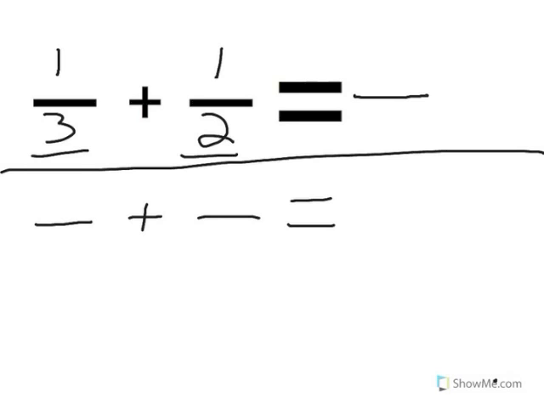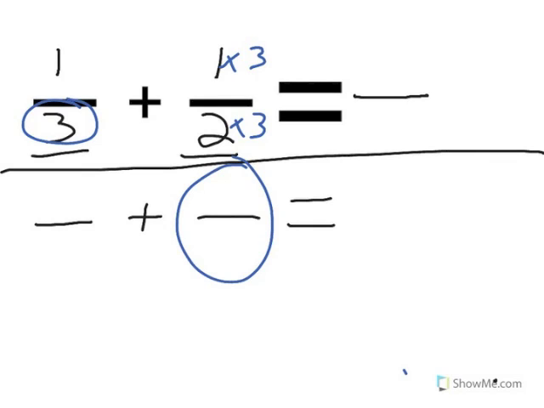What we have to do now is take the denominator of the first fraction, which is a 3. We're going to take that number, 3, and on the second fraction we're going to multiply both the numerator and the denominator by that number. So 1 times 3 and 2 times 3. We're going to transfer this answer down to the second fraction in our problem down here. 1 times 3 is 3. 2 times 3 is 6. So our second fraction is ready to go.